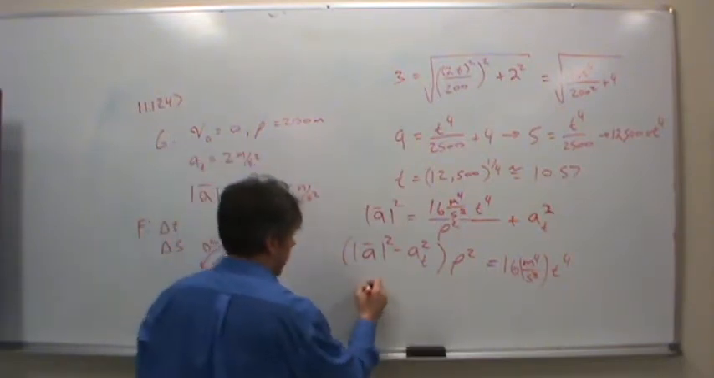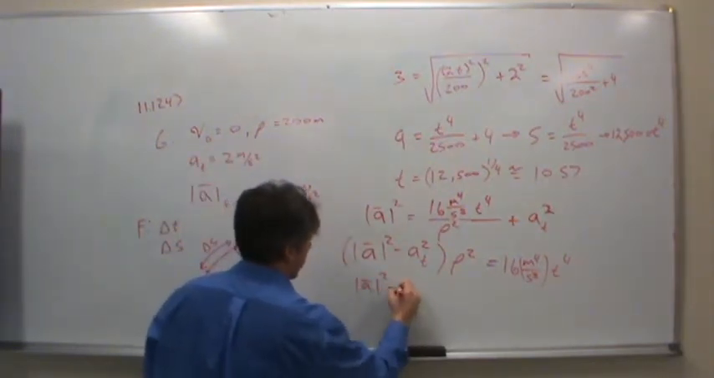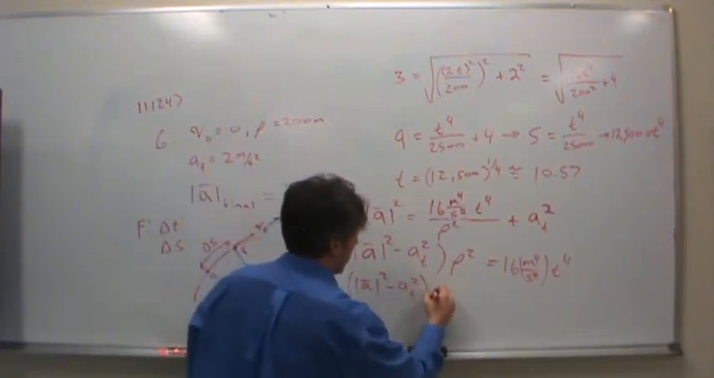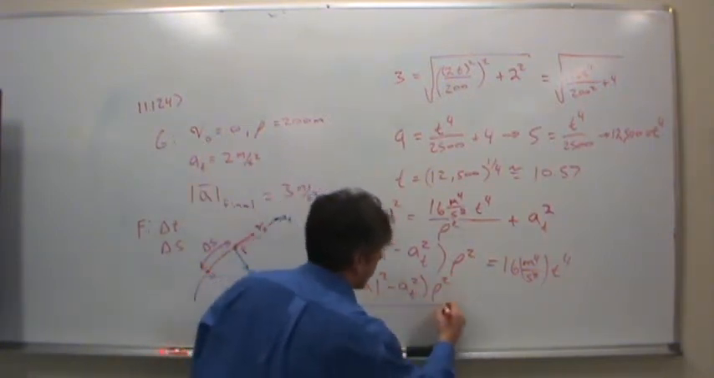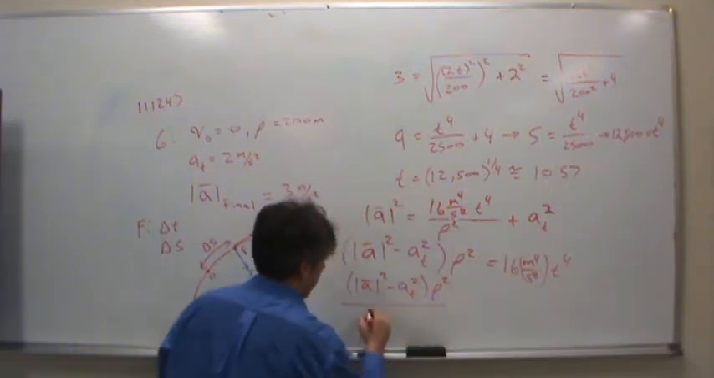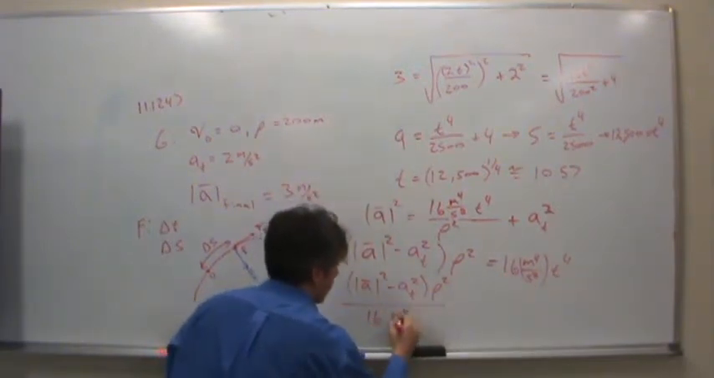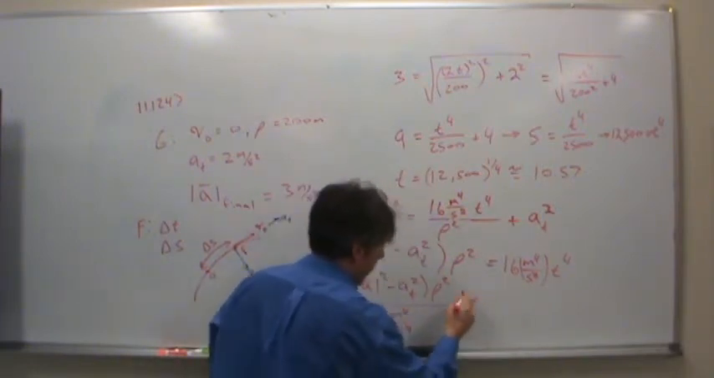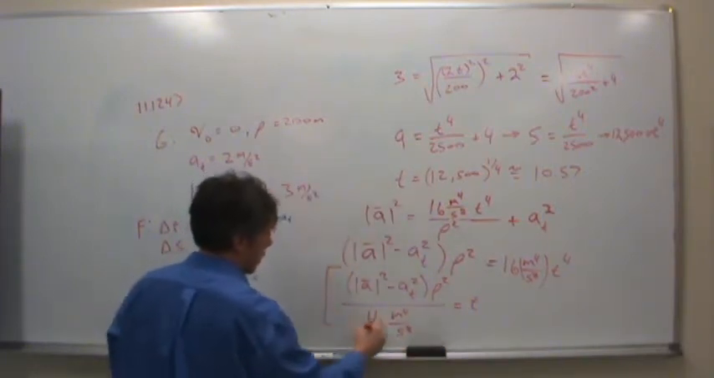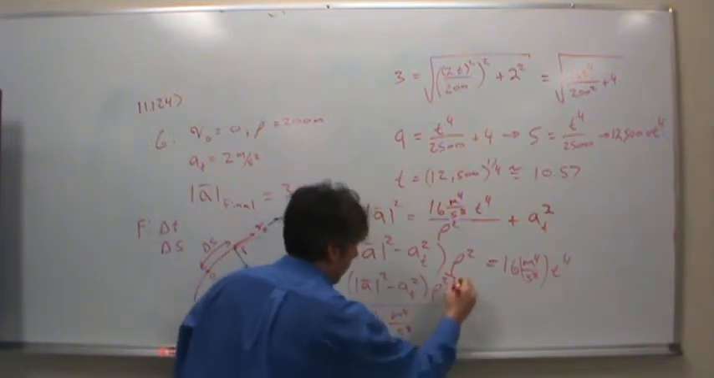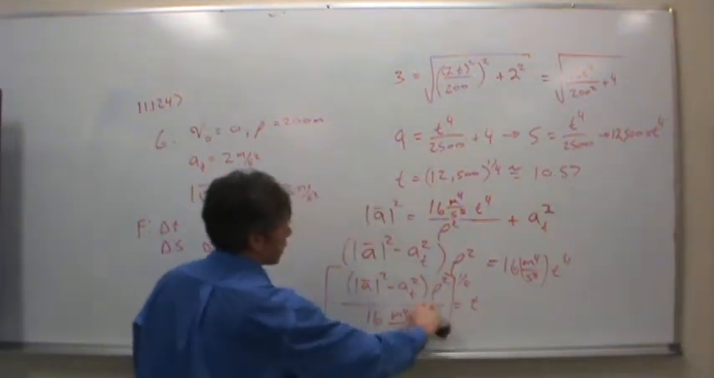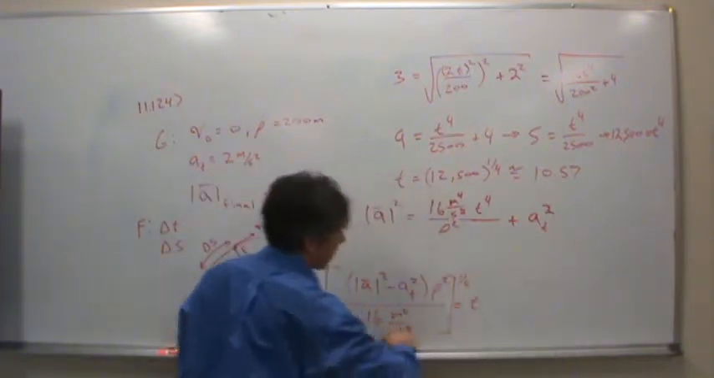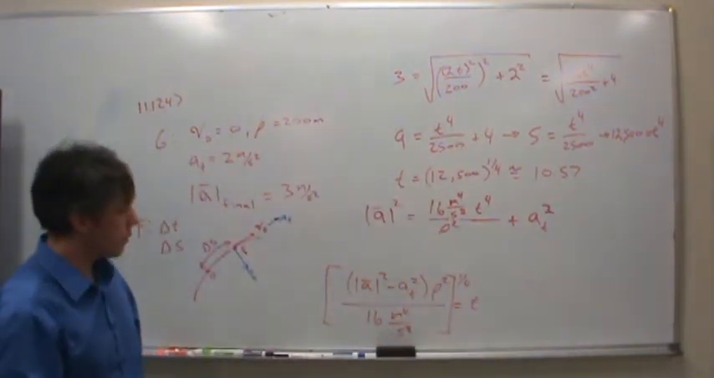So then we have acceleration squared less tangential acceleration squared quantity, radius of curvature squared, divided by this 16 meters to the 4th per seconds to the 8th. That should be time to the fourth, but I don't want time to the fourth, so I'll just take the 1/4 power of all of this. Let me erase some of this so that you can see it. So there's the solution. Okay?